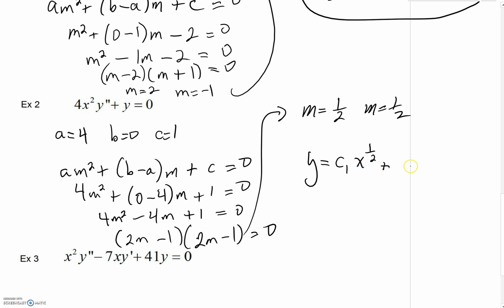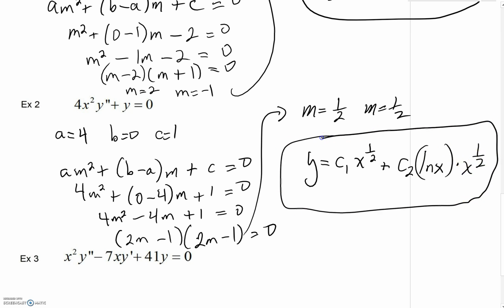But now this identical solution, the duplicate solution, in the past we'd always throw an x out in front of it. Remember, in this section with the Cauchy-Euler, we're going to throw in a ln of x. And we are done.